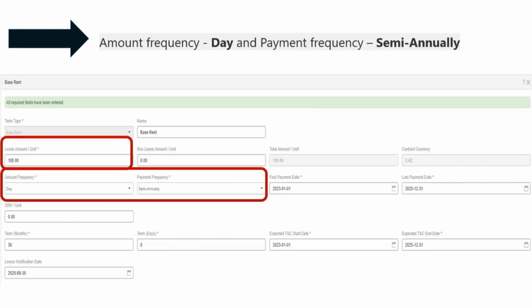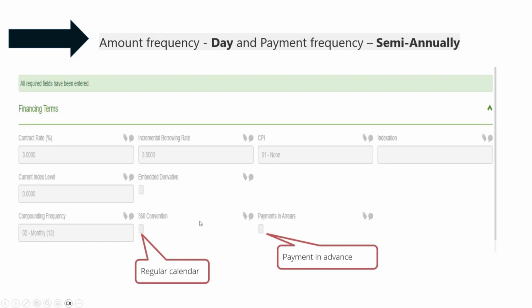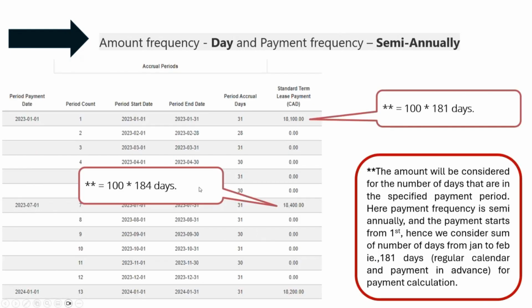Now we have the third combination, that is if our amount frequency is day and payment frequency is semi-annually. This means that the amount over here is for 1 day and the payment is made every 6 months. So if we have a regular calendar and the payment is done in advance, that is the start of the day, the payment amount will be calculated for the number of days available in that specific payment period.